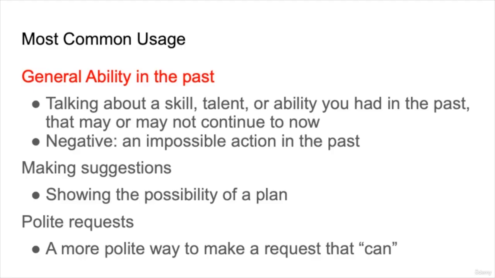So we use could when talking about a skill, talent, or ability you had in the past that may or may not continue to now. We also use this in the negative for an impossible action in the past, so something you couldn't do. Another use is for making suggestions. So in this case, we are showing the possibility of a plan.